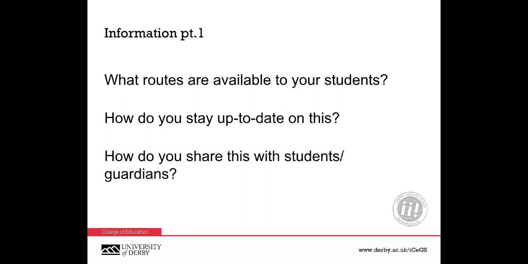What routes are available to your students? Are you aware of the various routes that somebody could go to when they leave your institution? How do you stay up to date on these? For newer things like T-levels or apprenticeships or training providers, how are you staying up to date on those potential options for your students? And then how do you share this with students and students' guardians? What do you do to make sure that they are aware of the options available to them? So, some questions for you to be thinking through by yourself.